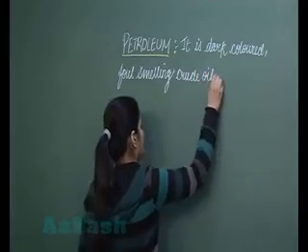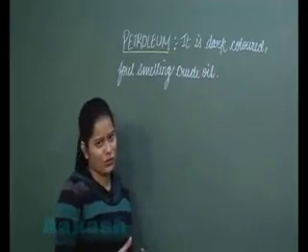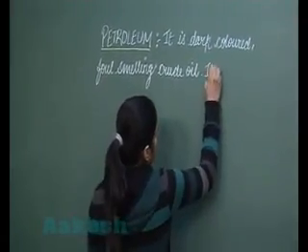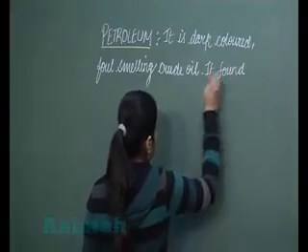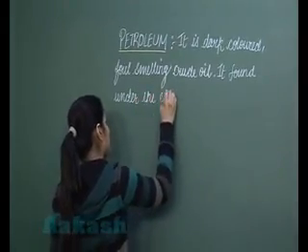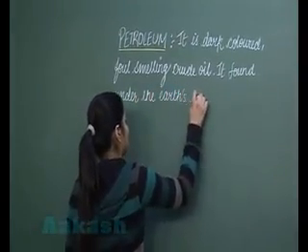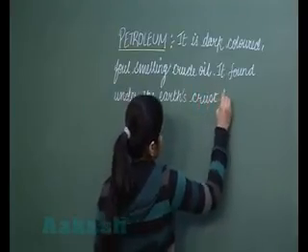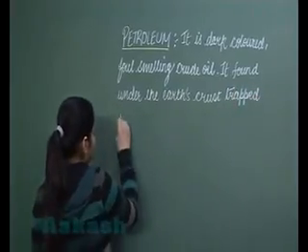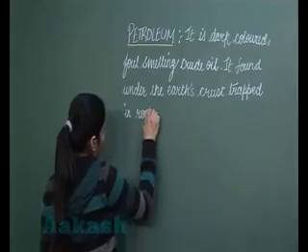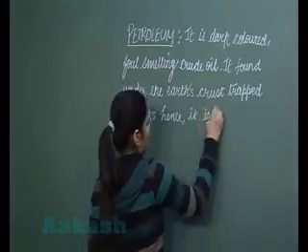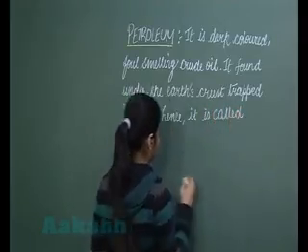Student, it is called petroleum because it is found under the crust of the earth, trapped in rocks. It is found under the earth's crust, trapped in rocks. Hence, it is called petroleum.